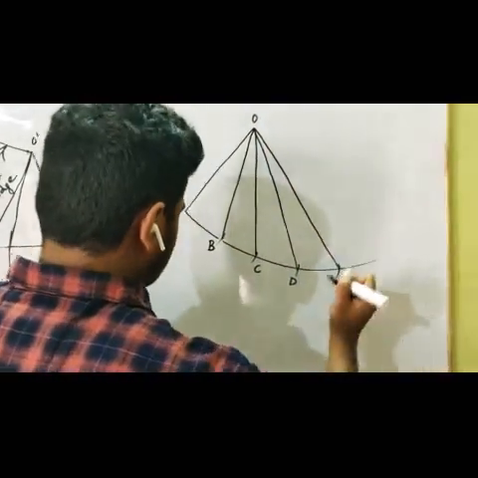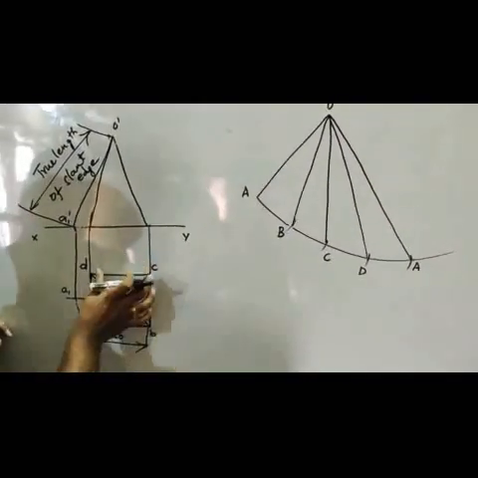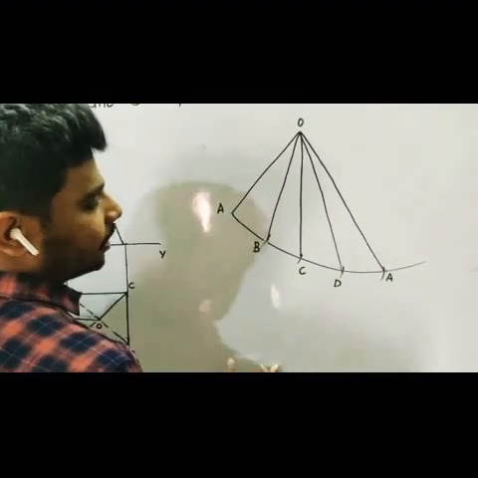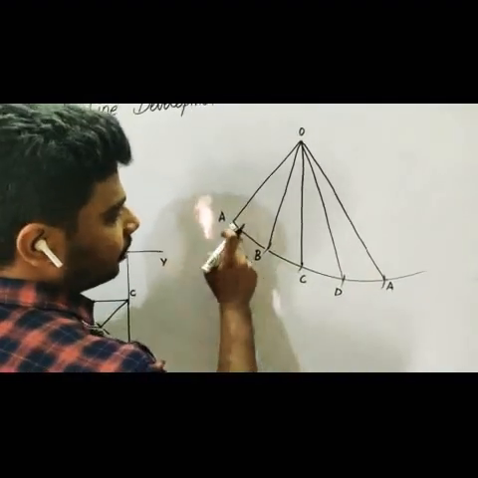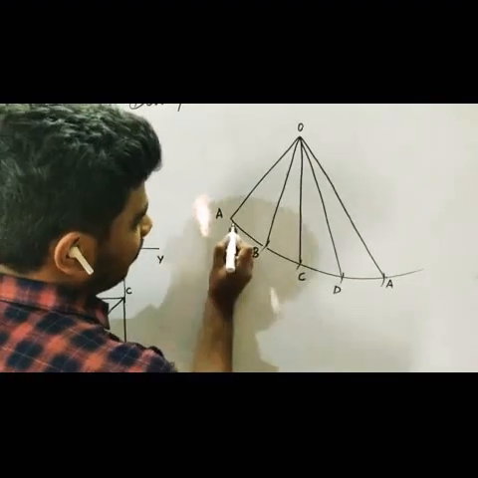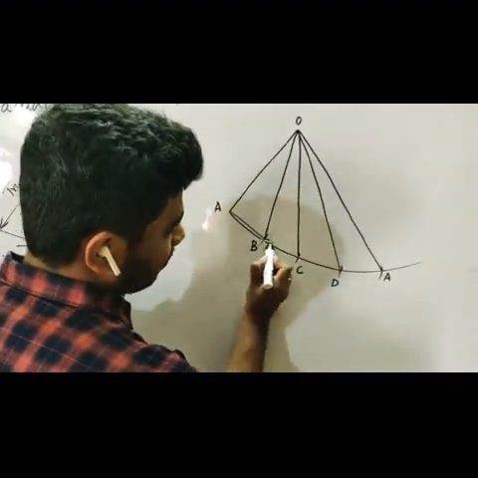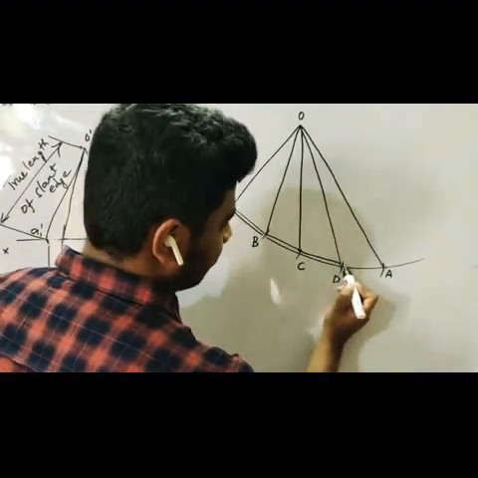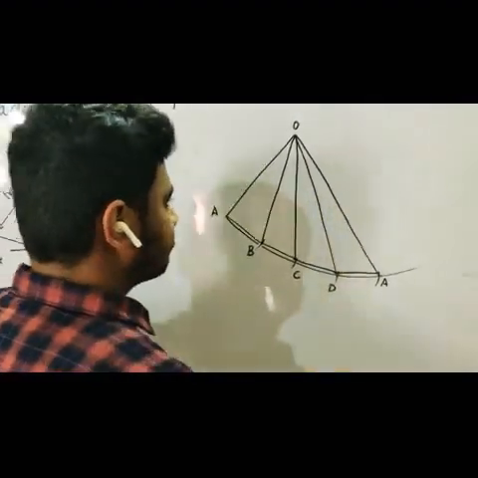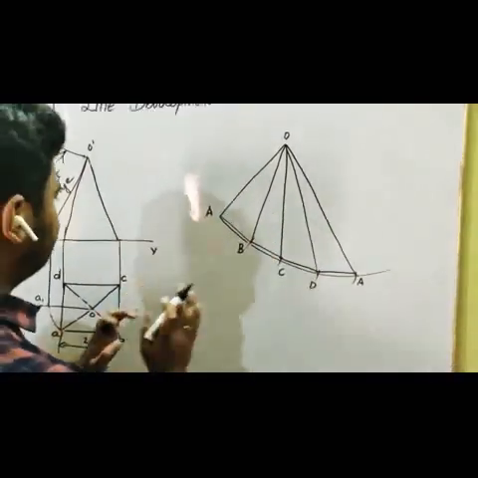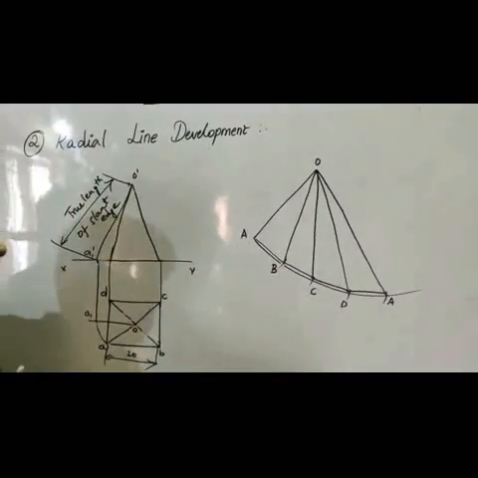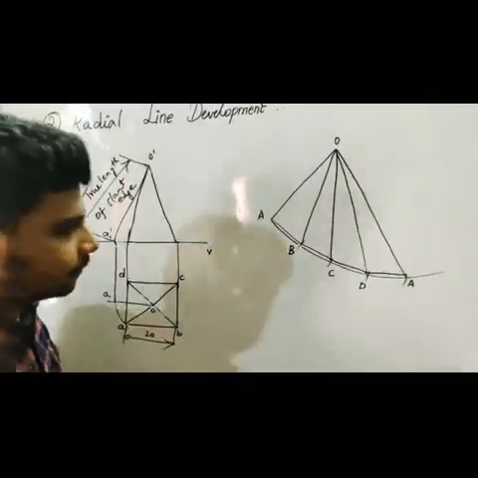And you connect it. Since it is a square pyramid, the bottom surface will not be a curve. In case of a cone, it will be a curve. In case of a pyramid, it should be a straight line. So you draw A to B a straight line, B to C a straight line, C to D a straight line, and D to A a straight line. So this is how you have to develop a pyramid using radial line development. So this is in case of pyramids.